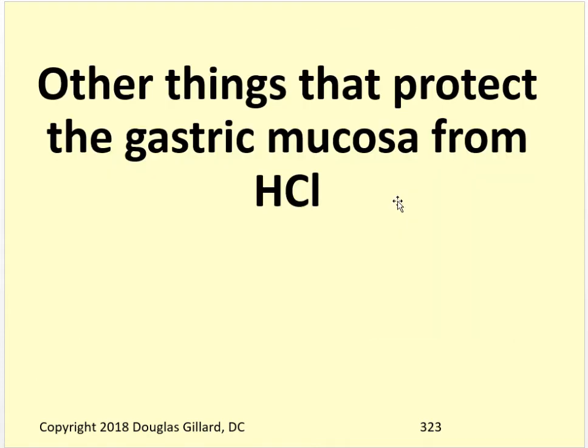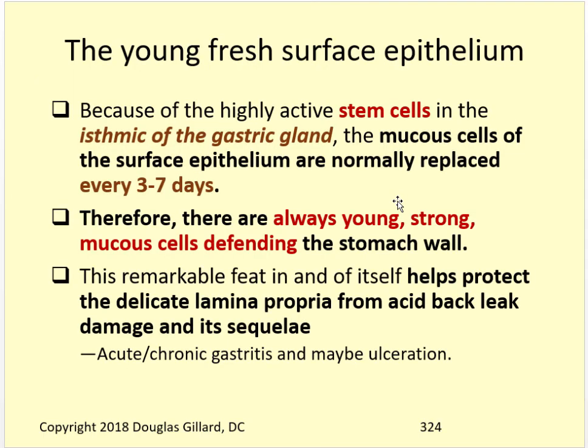Other things that can protect the gastric mucosa from HCl: fresh young mucosal cells. There are stem cells in the isthmic region, and they can produce mucosal cells very quickly, between 3 to 7 days. That's a heck of a turnover.